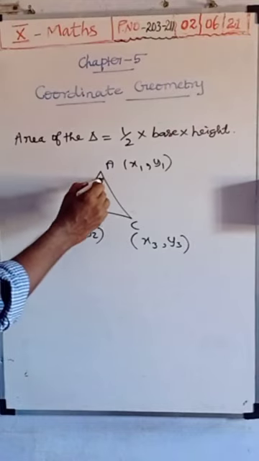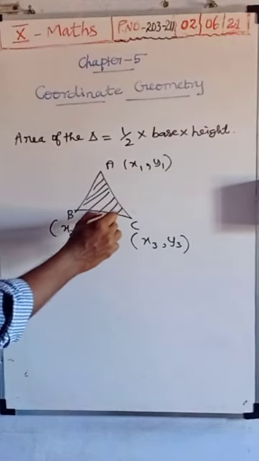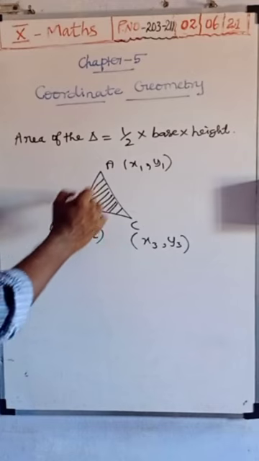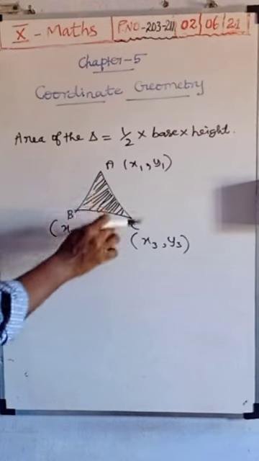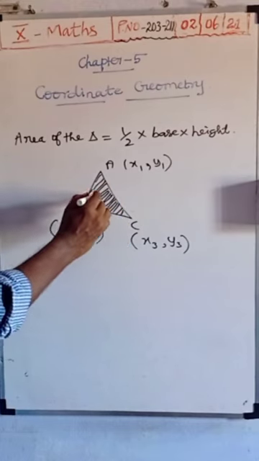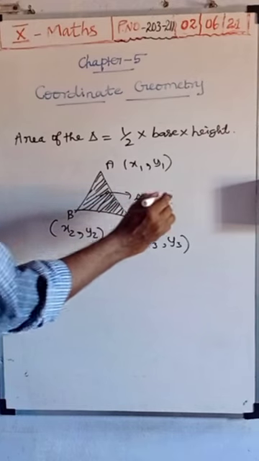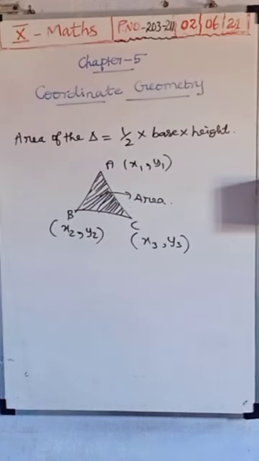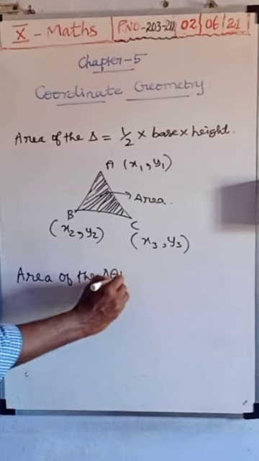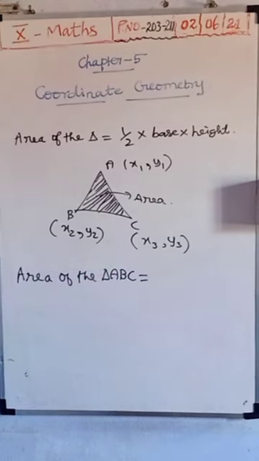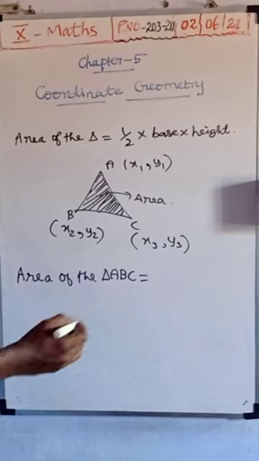See, the outside, the lengths AB, BC, CA, when you add all 3, is called the perimeter. Inside means area. So when 3 points are given, how do we find the area of the triangle? The area of triangle ABC, there are totally 2 formulas. We can solve the problems by 2 methods. Here you see the first one.